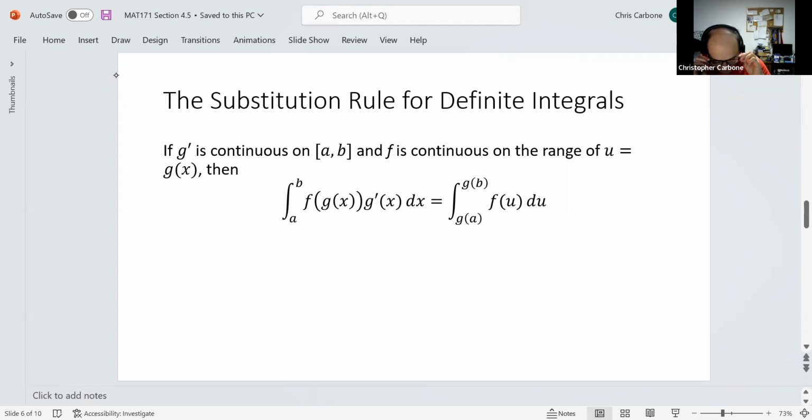So while what we are doing is all fine and dandy, those were for indefinite integrals. For a definite integral using the substitution rule, if g prime is continuous on the closed interval from a to b, and f is continuous on the range of u is equal to g of x, then the integral from a to b of f of g of x times g prime of x dx is the integral from g of a to g of b of f of u du.